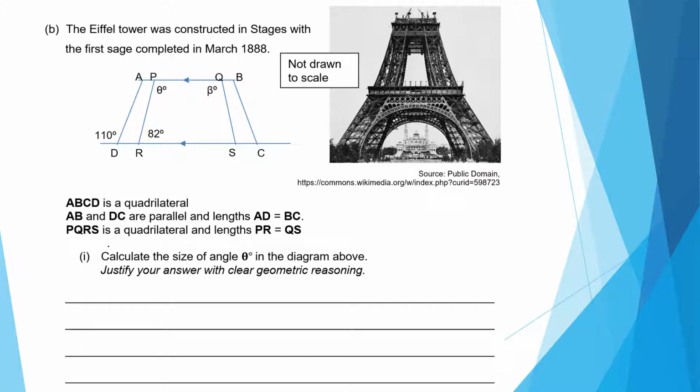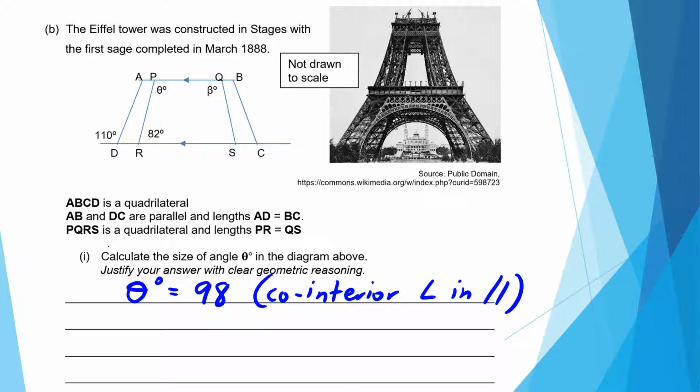Given that lines AB and DC are parallel, then it means that the angle theta, sorry, I'll just stick with a blue pen, angle theta must be 98 degrees because it is co-interior with angle PRS, so co-interior angle in parallel lines. Now, if you determined that it was 98 degrees, then that's an achieved, and if you gave a reason, well, that makes it a merit level response.